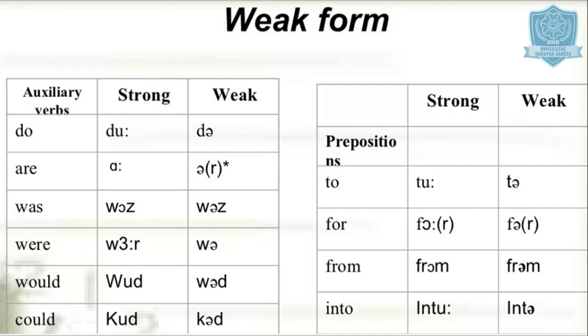So here are weak forms. You can read some words, for example these are the auxiliary verbs: to, strong to, weak to, are, was, were, would, etc.